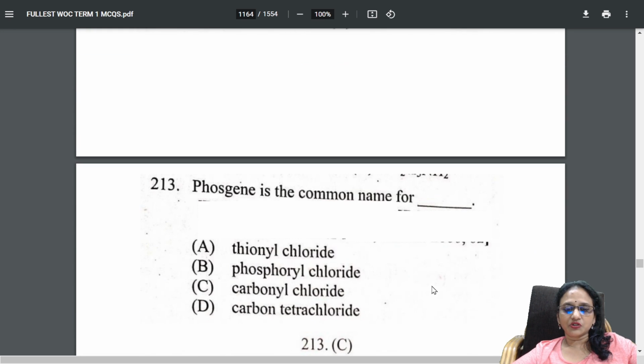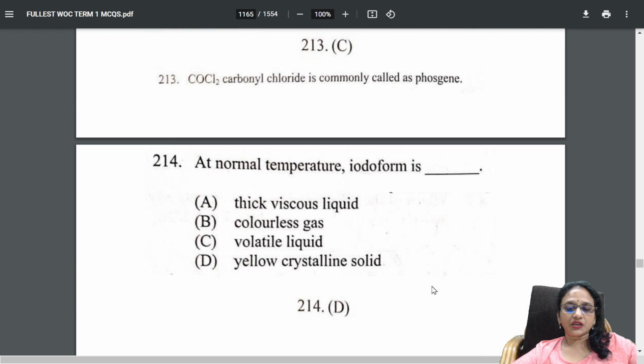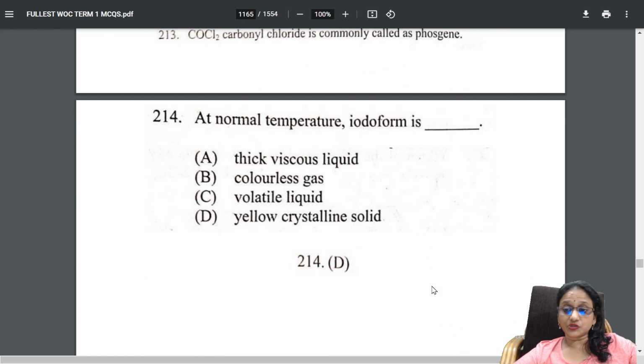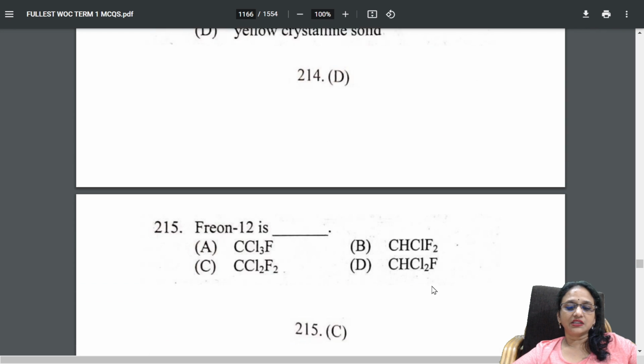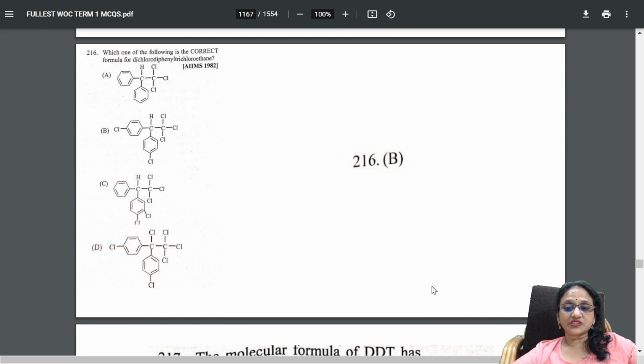Phosgene compounds. Formula for phosgene. These are all polyhalogen compounds, students. You don't have it for CBSE. I'm mentioning it. So if you want the further details of which topic is not there, please visit cbse.nic.in. This was given in AIIMS.